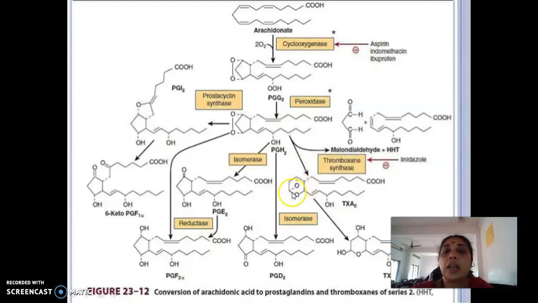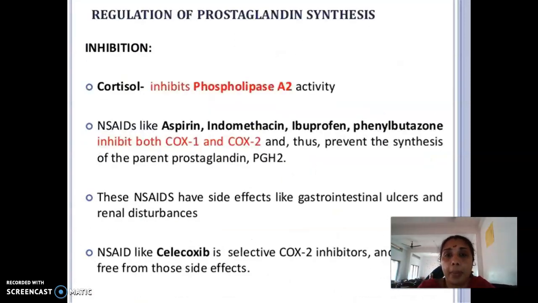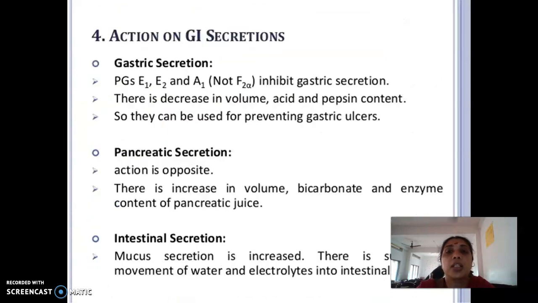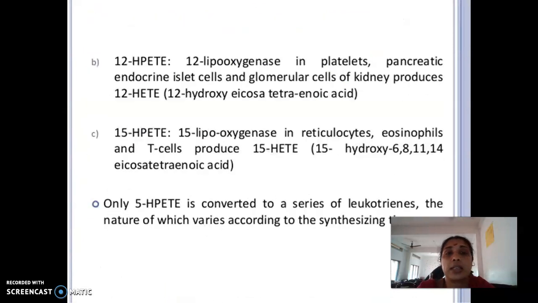Oxane is a 6-membered ring system, in which an oxygen atom is incorporated into the ring. So it is known as an oxane ring system. So thromboxane has an oxane ring system, while prostaglandins and prostacyclins have a cyclopentane ring system. But in the case of leukotrienes and lipoxins, there is no such characteristic ring system present.